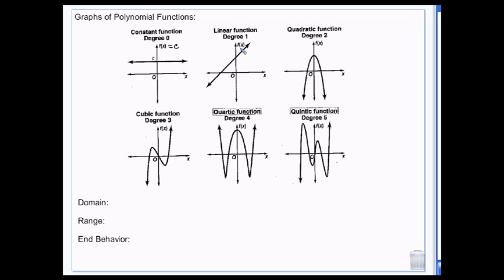A linear function is degree 1. Every time I say f of x, that's the same thing as y. So this is something you were used to, like y equals 2x minus 4 or something like that. That's a straight line linear function. Quadratics are degree 2, and those are the parabolas that we did the graphing on. This one happens to be negative. It's just an example of what that would look like.